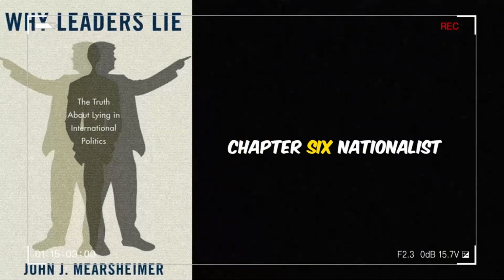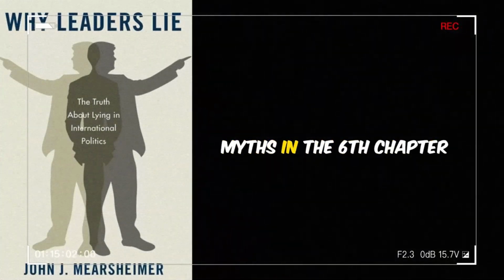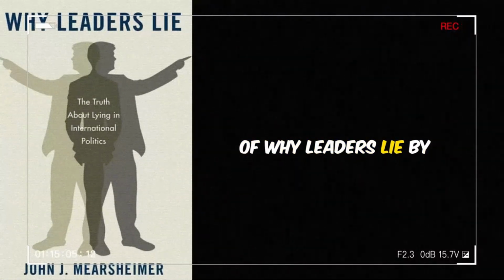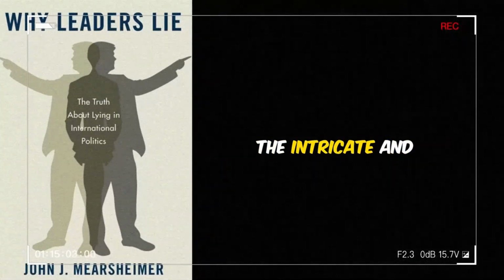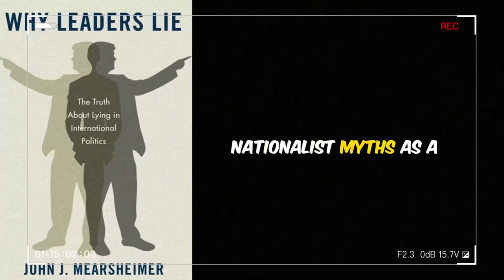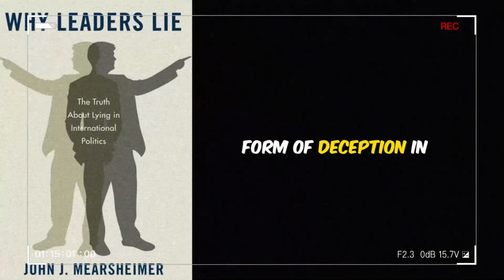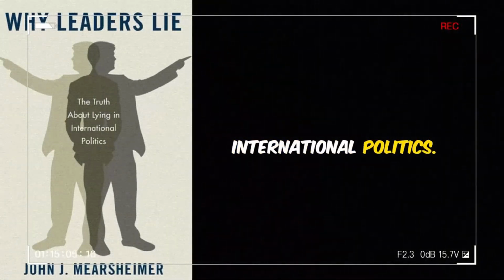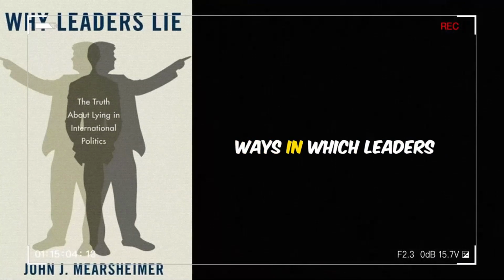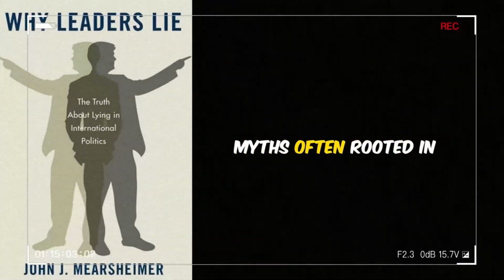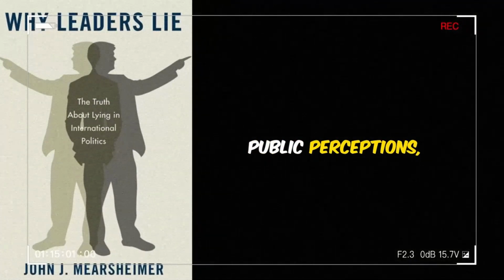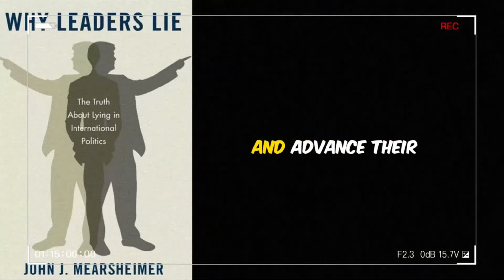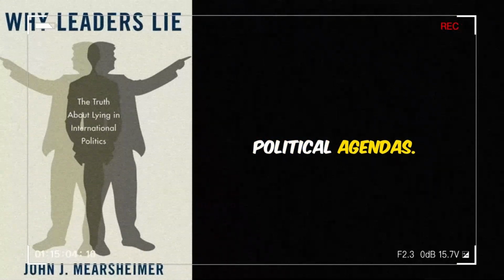Chapter 6. Nationalist Myths. In the 6th chapter of Why Leaders Lie by John Mearsheimer, the author ventures into the intricate and powerful realm of nationalist myths as a form of deception in international politics. This chapter unfolds the ways in which leaders craft narratives and myths, often rooted in nationalism, to mold public perceptions, forge national identity, and advance their political agendas.